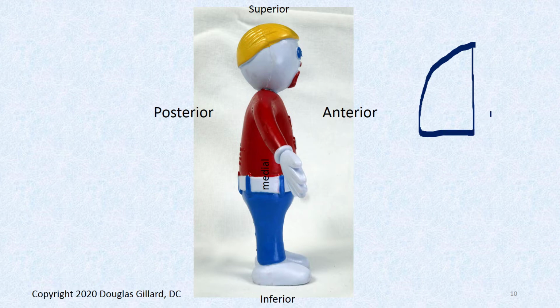Okay, it's an A to P view of a lung, but the tumor, this would be a tumor in the superior part of the lung. This would be a tumor in the inferior part of the lung. This would be a tumor in the lateral part of the lung. This would be a tumor in the medial part of the lung.